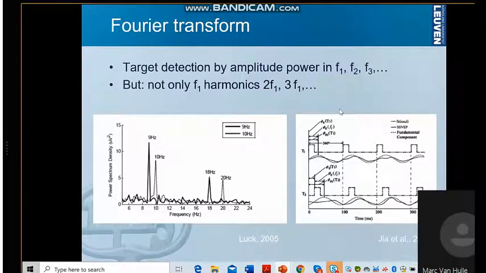Okay, so indeed, the next slide shows the spectrum here. If I'm paying attention to a 9 hertz target, then I have a peak in my spectrum at 9 hertz and the harmonic at 18, as I just explained. Or if I'm looking at the alternative target, at 10 hertz, for example, then I have that peak in my spectrum, and of course also the harmonic.